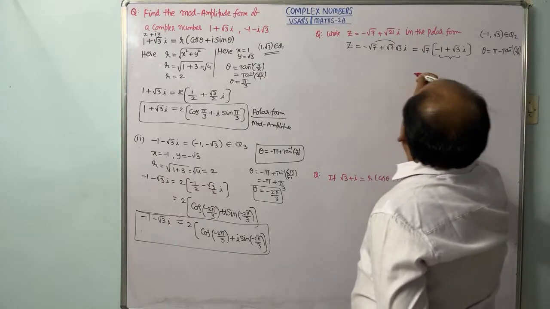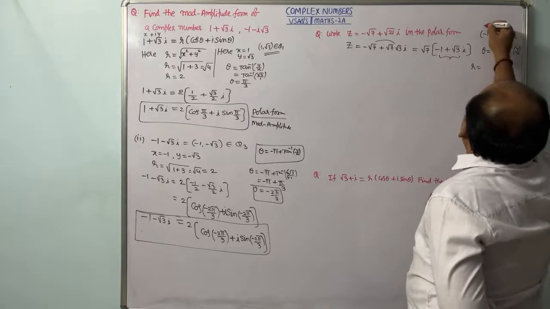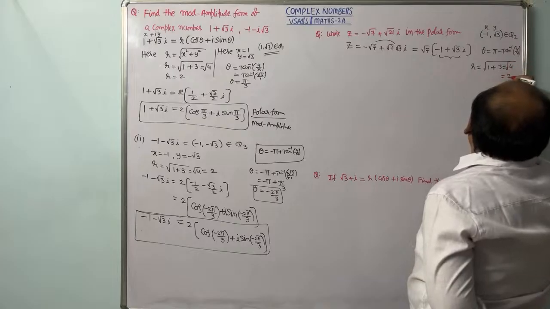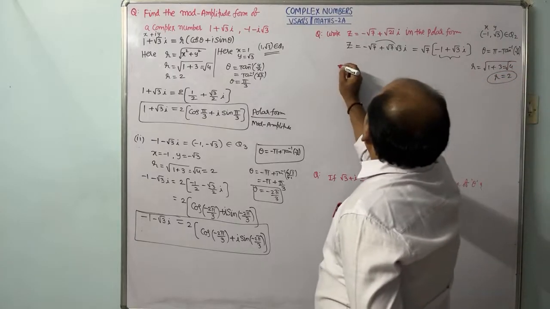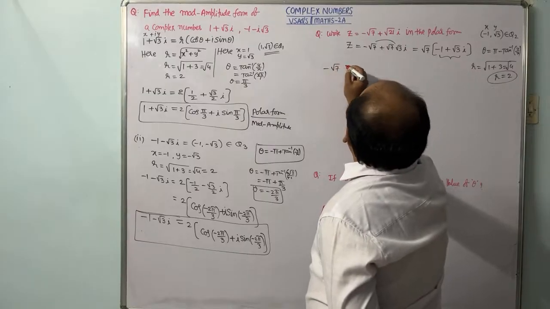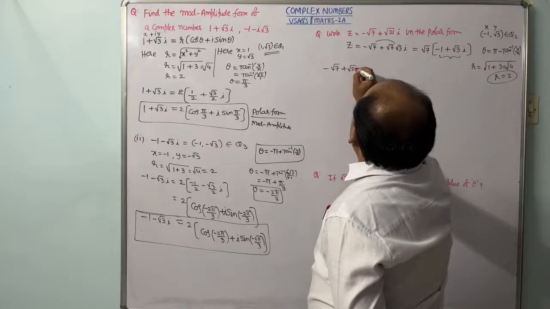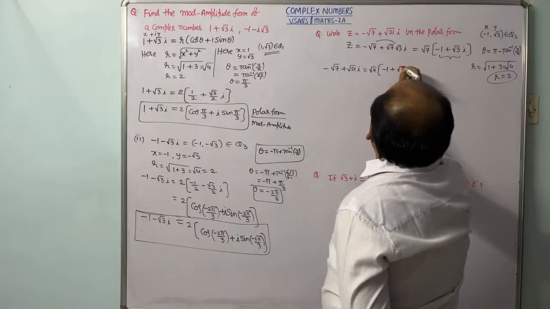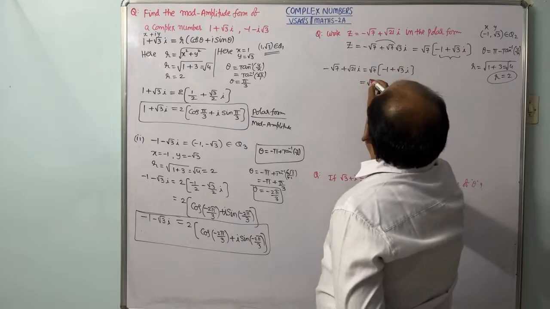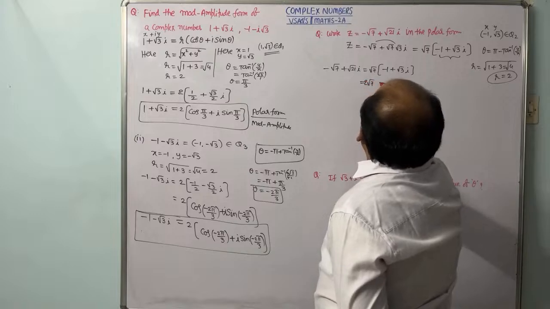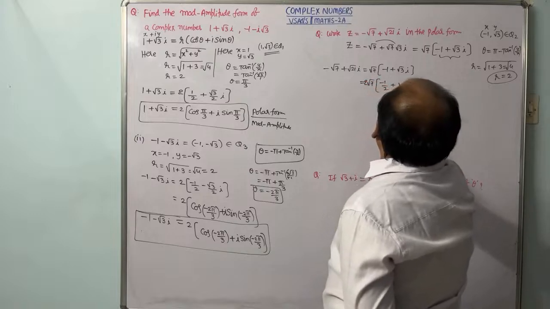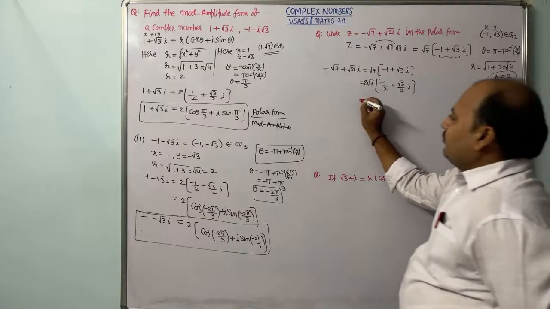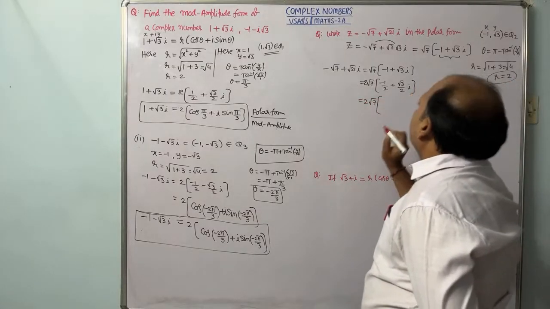So now R value equal to, here this is x, this is y, root of 1 plus 3, that is equal to root 4, which is equal to 2. So minus root 7 plus root 21 I can be written as root 7 into minus 1 plus root 3 I. Next, root 7 into 2 into minus 1 by 2 plus root 3 by 2 I, multiplying and dividing by 2, dear students. So now 2 root 7 into minus 1 by 2.